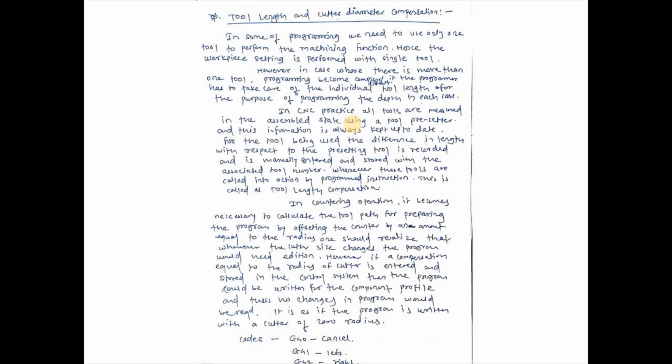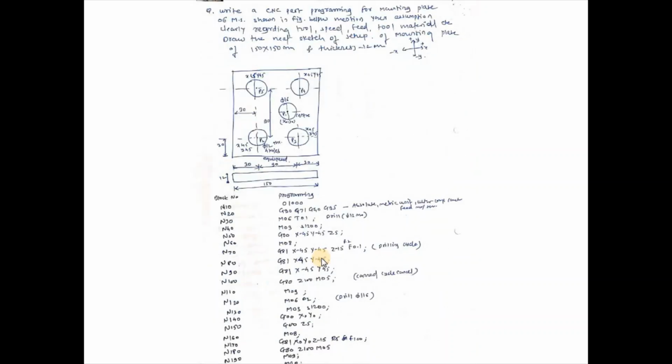Like this we have to manage all the process within our writing at the time of programming. For that compensation we have the codes G40, that is cancel compensation, G41 compensation at left, G42 compensation at right. This is the preparatory function for the compensation. So we will see the problems.